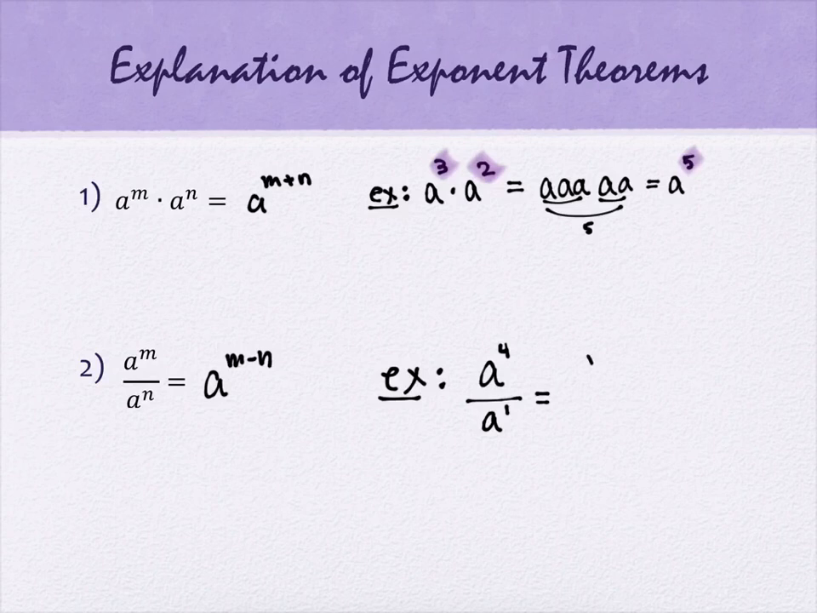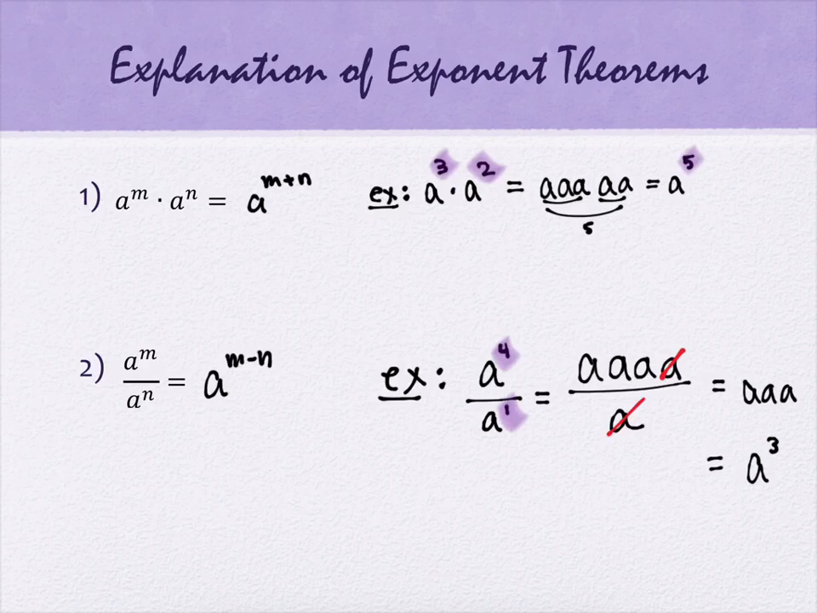Okay, so a to the 4th means that I have 4 a's multiplied. A to the 1 means I have 1 a. And if you have done anything at this point with division, you recognize that these two will reduce from a fractional standpoint, leaving you with 3 a's, otherwise known as a cubed. And how do you get from 4 and 1 to 3? Subtract 1.